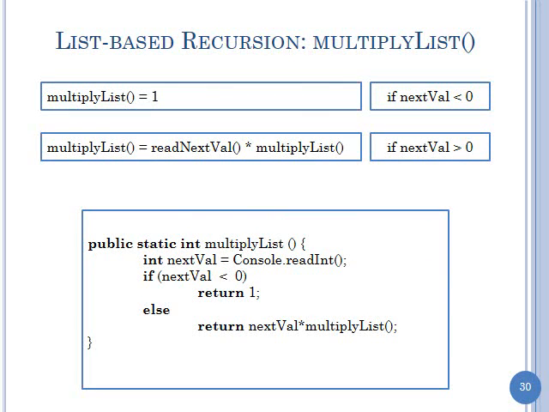And so basically, I would do it this way. I would go in, say, next value is console.readInt. If next value is less than 0, return 1. Otherwise, next val multiplied by multiply list. Okay? This is sort of the classic list-based recursion that you see a lot of in functional languages. Okay?